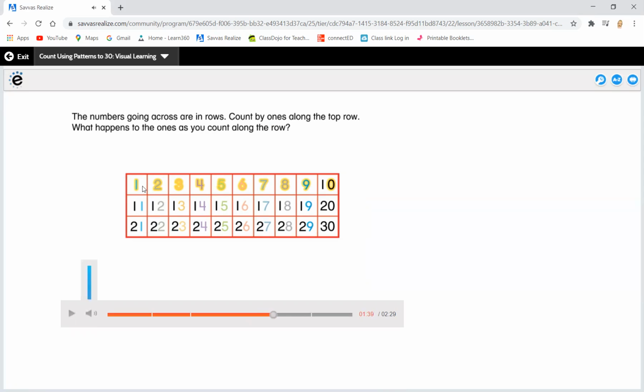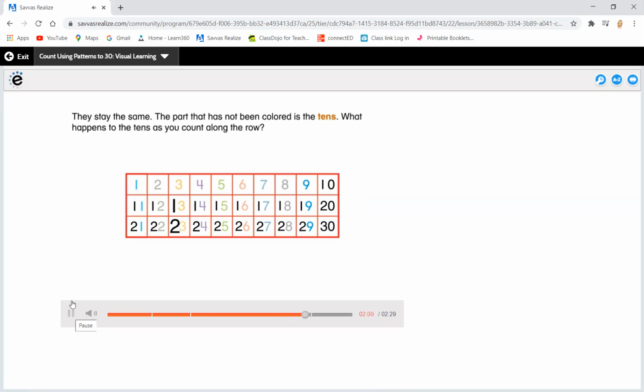They continue to go up. We add 1 to each number, right? We go 1, and then we add 1 to 1 is 2, and we add 1 to 2 is 3, and we keep going all the way up until we get to 10. They change each time. The numbers going down are in columns. What happens to the ones in the columns? They stay the same. The part that has not been colored is the tens.